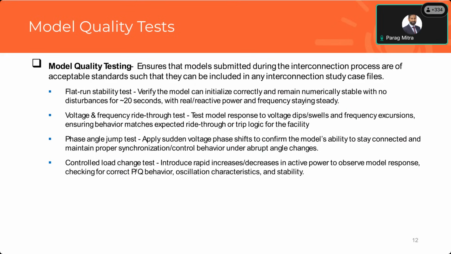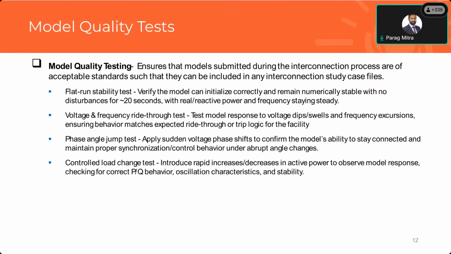Essentially, the model should be able to initialize and run with no visible jiggles or wobbles in the output of that model. It ensures that the model has been coded properly and there are no numerical issues with the model. There is the voltage and frequency ride-through test. Essentially, you want to put voltage dips and frequency deviations at the terminals of this model, and make sure that the model response replicates what the facility should be doing. Essentially meaning that if the facility is supposed to ride through those frequency and voltage disturbances, the model response should replicate that type of behavior. The model should not be tripping off or anything.